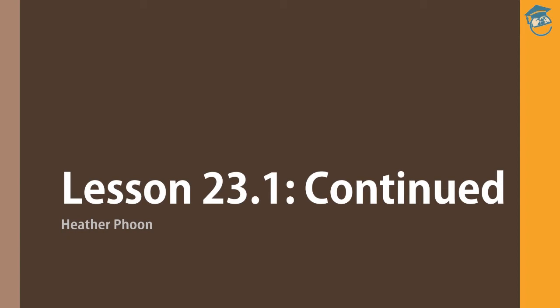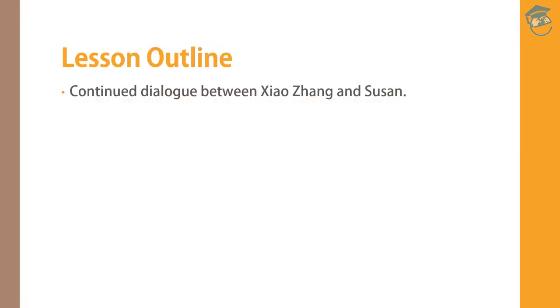We are now at lesson 23.1 where we'll continue on the dialogue we left off in the last lesson. So the lesson outline is really straightforward. It's just the continued dialogue between Xiaozhang and Susan. Remember, Xiaozhang was teaching Susan how to eat Beijing roast duck, and we have done halfway through, so let's continue on what Xiaozhang has yet to teach Susan.